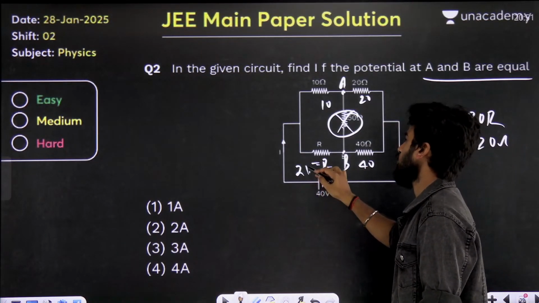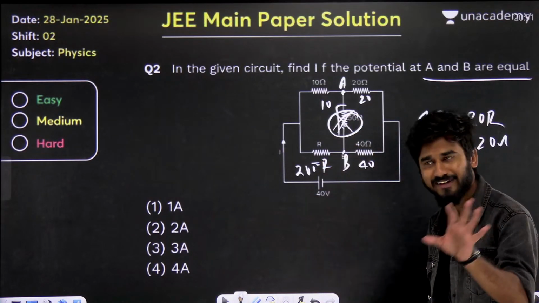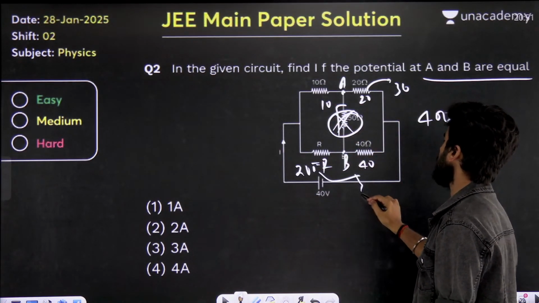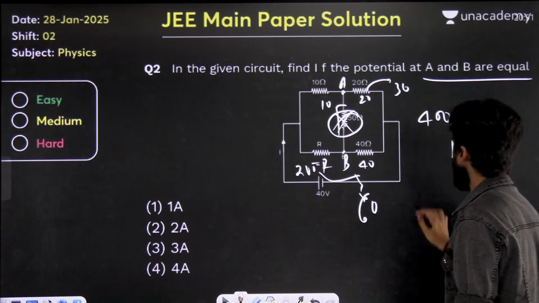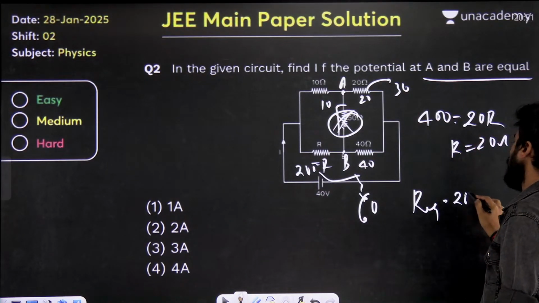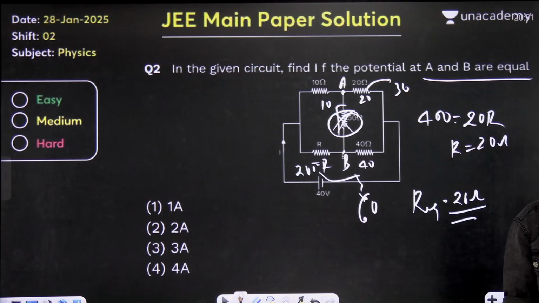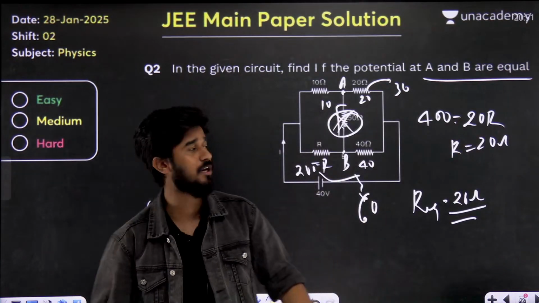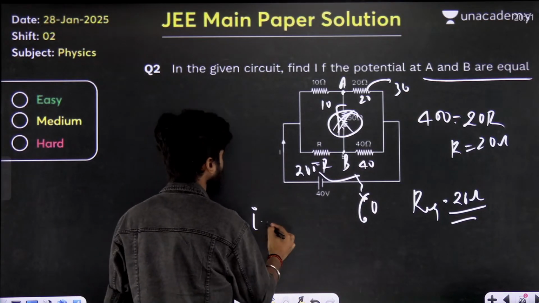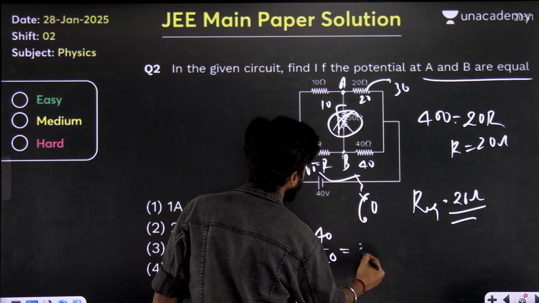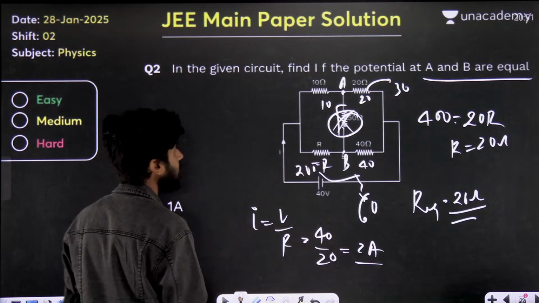Now, if this is no more, these two will be in series, means 30. These two will be in series, 60. So R equivalent is equal to what? 60 into 30 divided by 90, means 20 ohm. So R equivalent is 20. Done. So if R equivalent is 20, we can simply write the value of current as I is equal to V by R, and V is 40. 40 divided by 20 means 2 ampere is the answer.